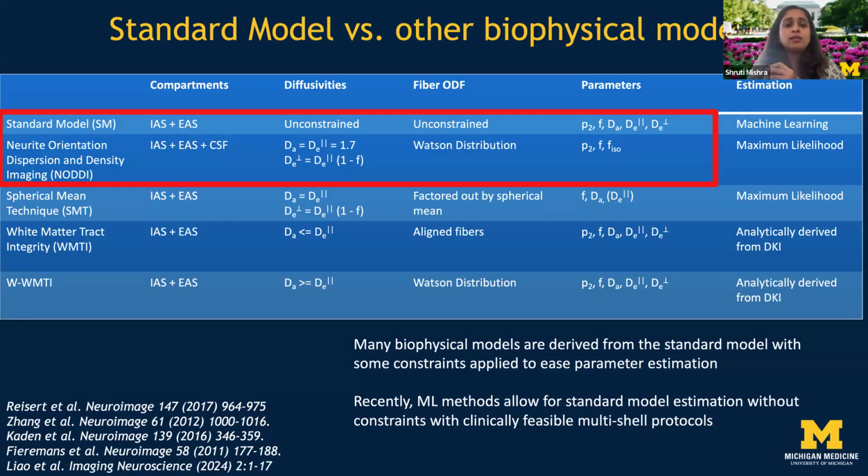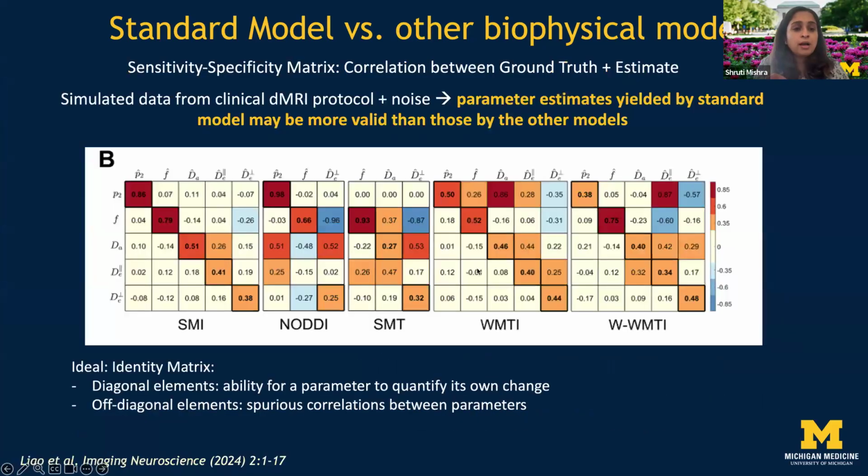And the application of these constraints may not always be biologically valid. But before I get to that, people have looked at simulated data from clinical diffusion MRI protocols. In this particular case, I think they used the diffusion MRI protocol from the Human Connectome Project, added noise, and looked at the parameter estimates yielded by the standard model compared to these earlier models. They found that the parameter estimates yielded by the standard model may be more valid than those from other models, based on simulated data.